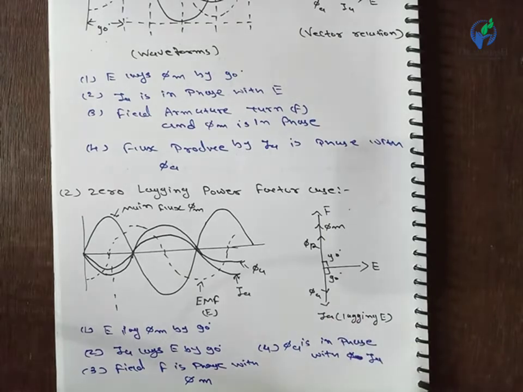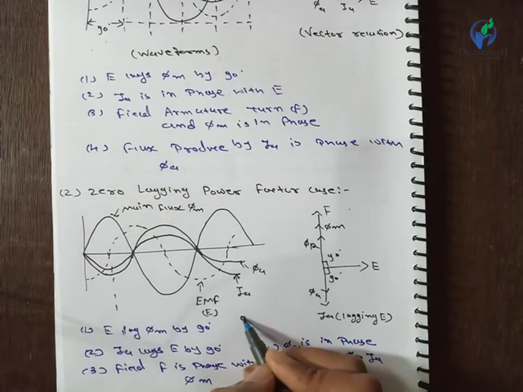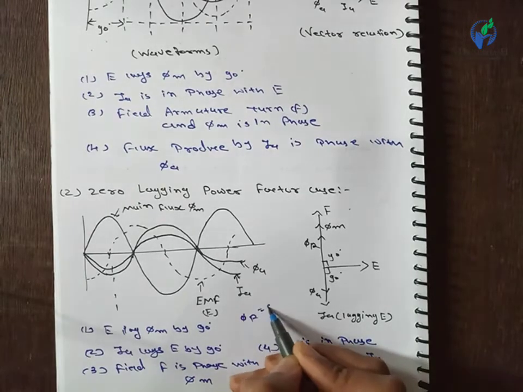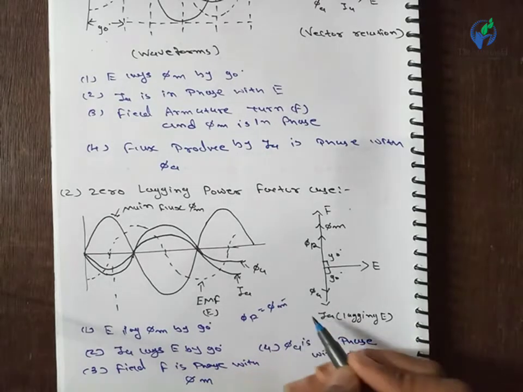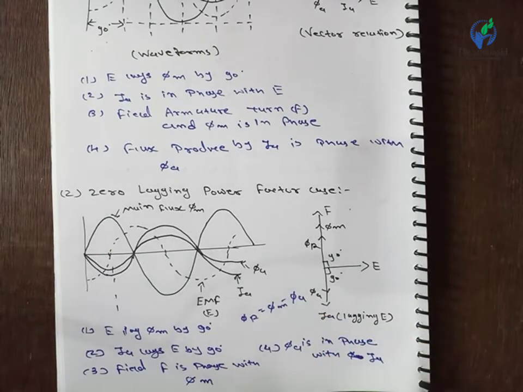It is seen from the above diagram that the armature flux phi A is in direct opposition to the flux phi m, hence it is demagnetizing, and the resultant phi r is equal to phi m minus phi A. Hence, in the case of a lagging power factor, the effect of armature reaction is demagnetizing. Now, the next point is the zero leading power factor condition.